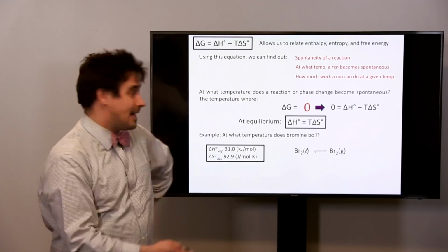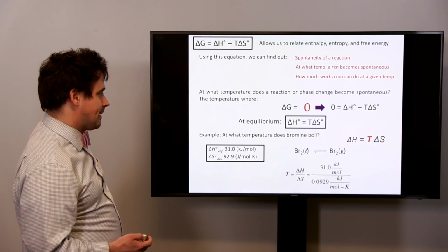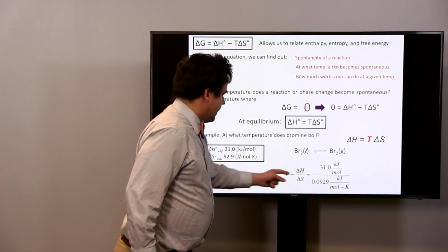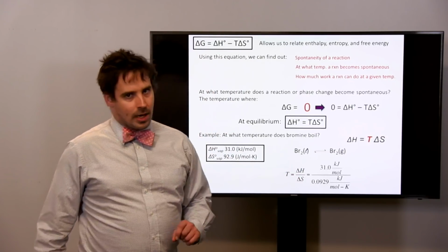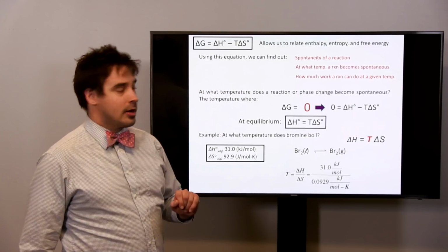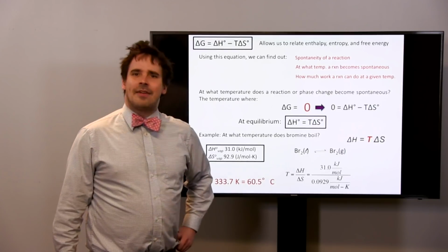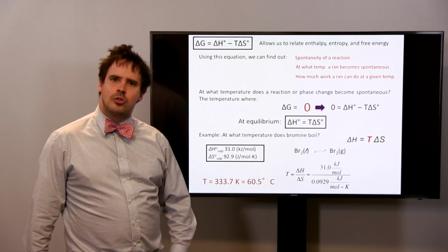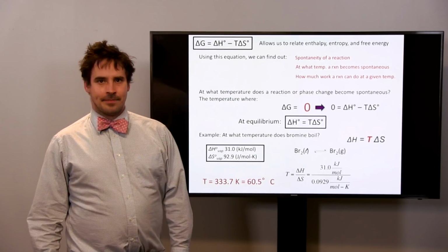You did it! Using delta H equals T delta S, we can plug in our values. Here we have our enthalpy. Here we're dividing by 0.0929 kilojoules per mole Kelvin to make sure our units are in agreement with each other. And when we do that, we'll end up getting 333.7 Kelvin. Or if we were to translate that into degrees Celsius, we can subtract 273, and we get 60.5 degrees Celsius. Cool.